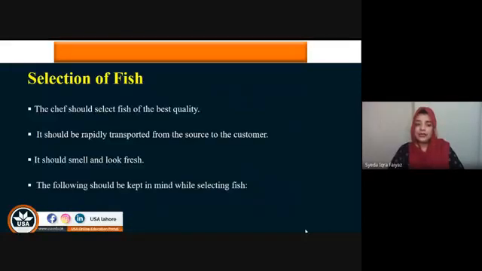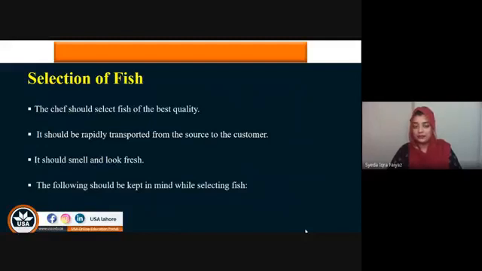Now, when it comes to selection of the fish, because we're talking about fish cookery, it is very important we realize how a fish is selected because of its variety and the different kinds, whether it's fresh or not, how you'll be able to identify which fish is best and safe to consume. It is very important we study the different ways you can identify how much of a fish is safe to consume. For example, the chef should select fish of the best quality.